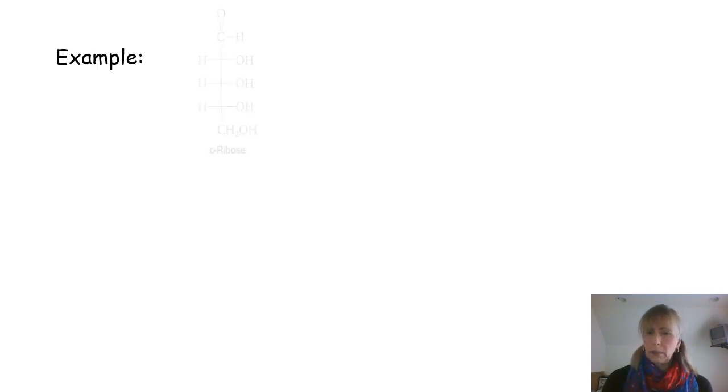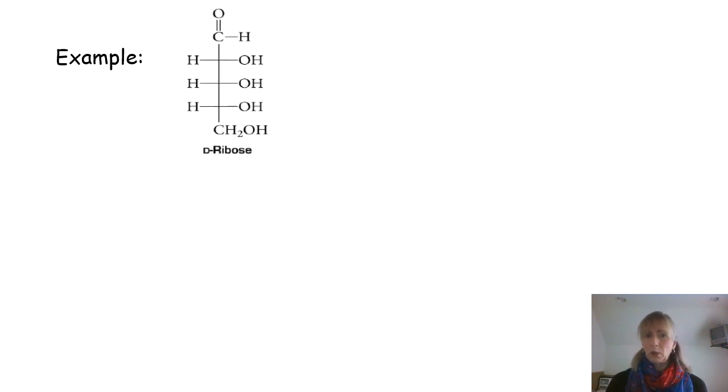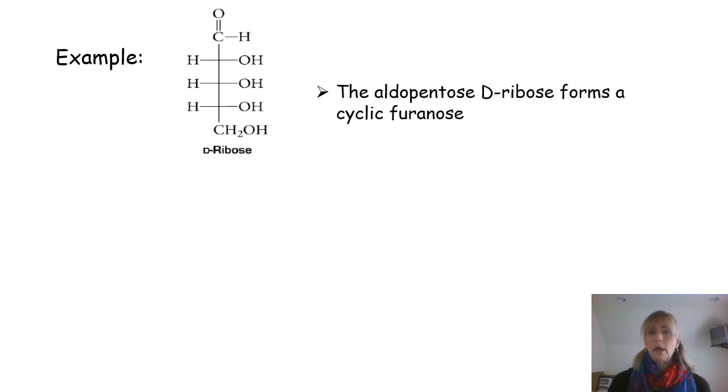All right, let's do another example. Let's take D-ribose. It's an aldose. 1, 2, 3, 4, 5, so it's an aldopentose. We're going to take this and we are going to form a cyclic hemiacetal. This is what we're going to join, right there and there.